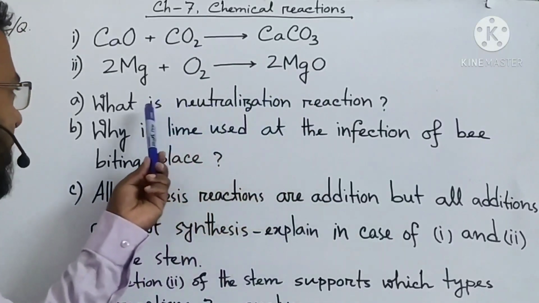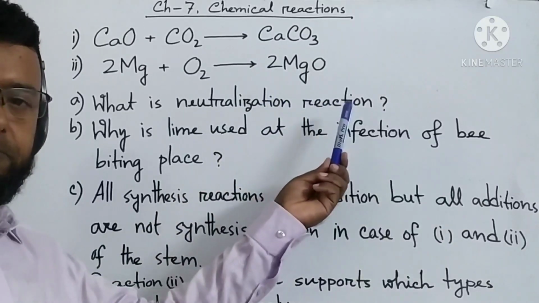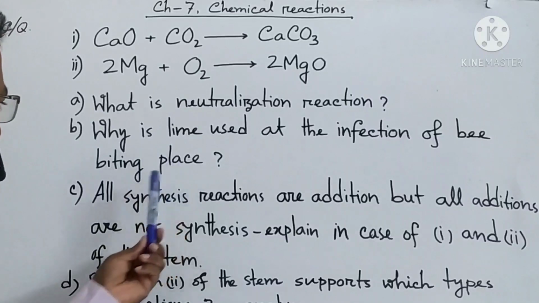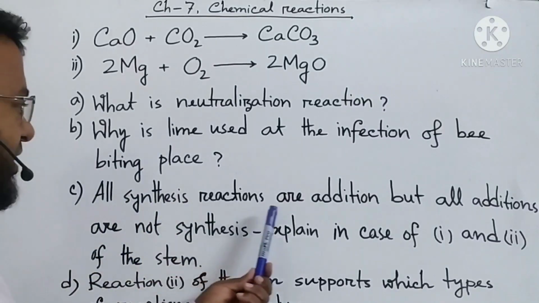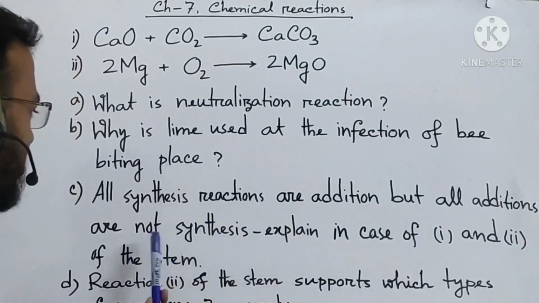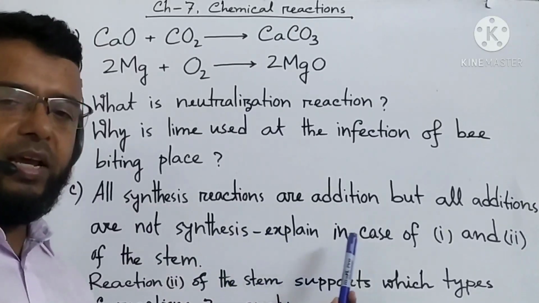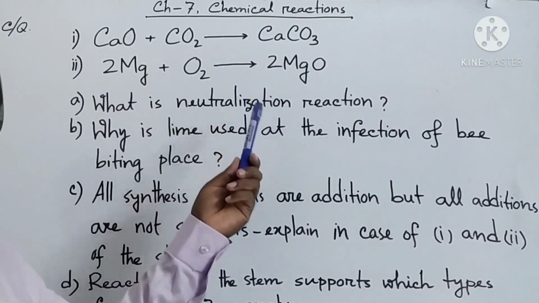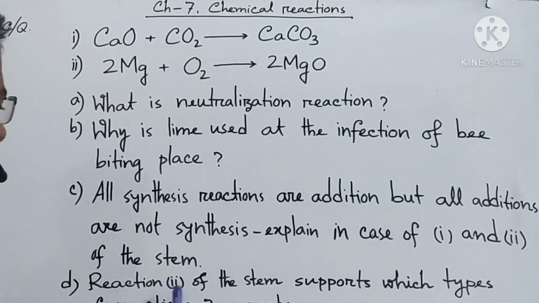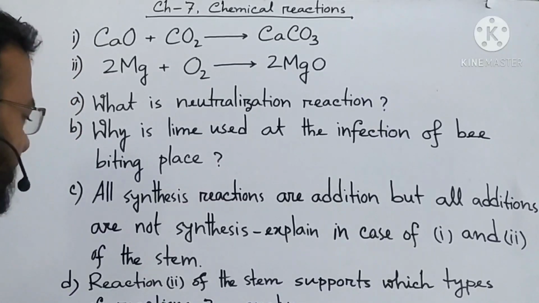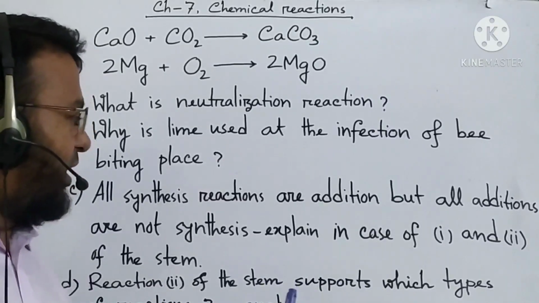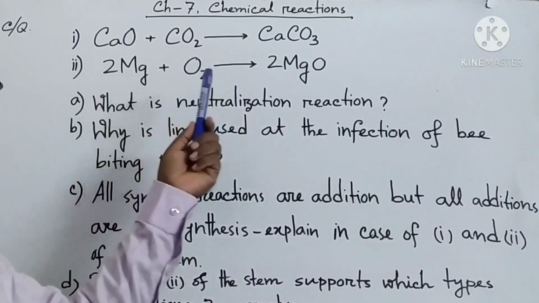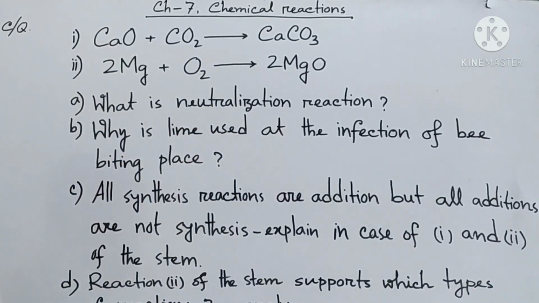Here I have given: A, what is a neutralization reaction? B, why is lime used at the infection of bee-biting fleas? C, all synthesis reactions are addition, but all additions are not synthesis. We have to explain this in case of reactions 1 and 2. Then, reaction 2 of the stem supports which type of reaction? We have to analyze this answer on the basis of reaction number 2. Okay, everybody write the question in your classwork copy.